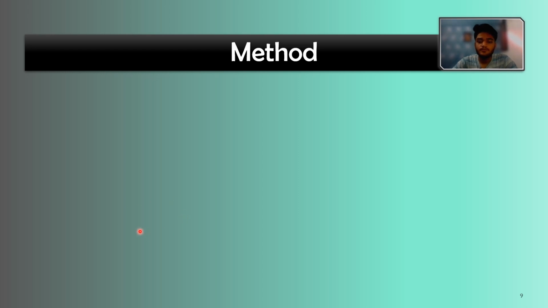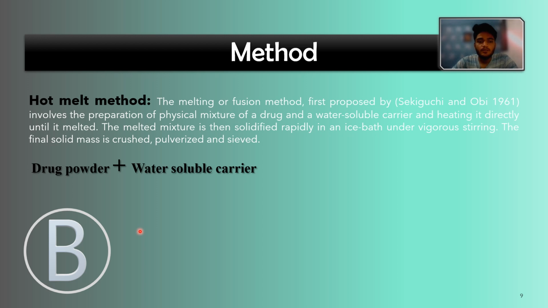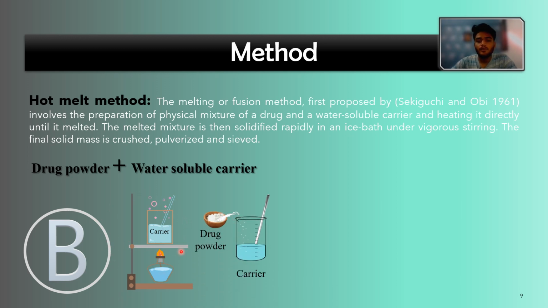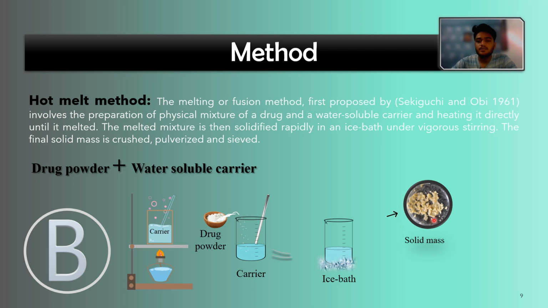The next method is the hot melt method. In this method, the drug powder and water soluble carrier are mixed. Firstly, the carrier is melted, then while continuously stirring, the drug powder is added, and then you can see the next step. Then it is placed in the ice bath. On placing in the ice bath, it gets directly solidified, and we get this damp mass. This damp mass, once solidified, is crushed, pulverized, and then sieved, as you can see in the figure.